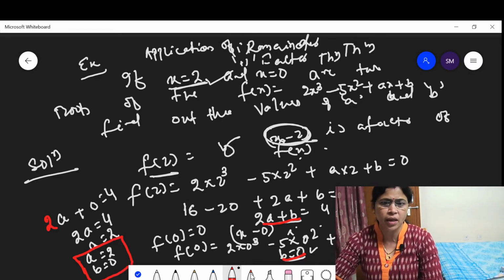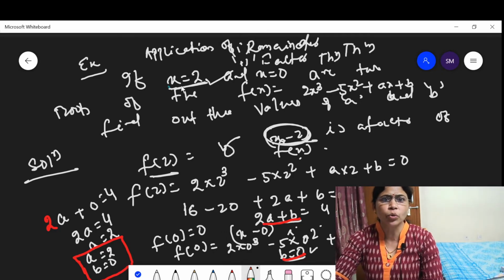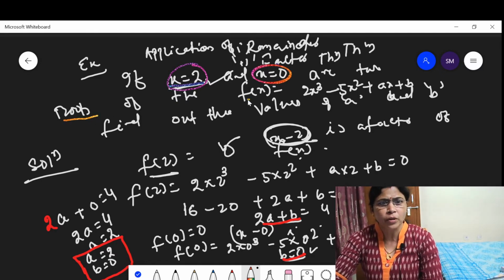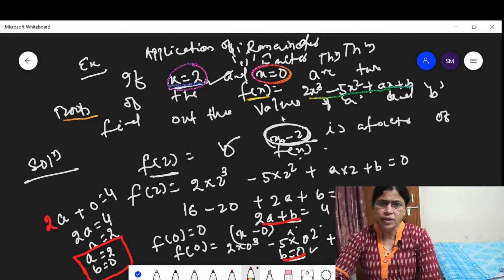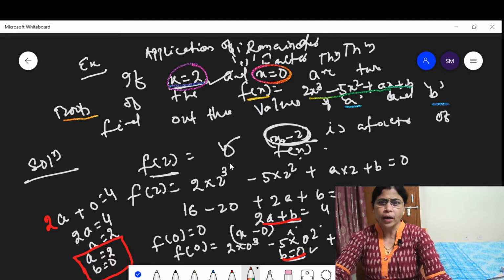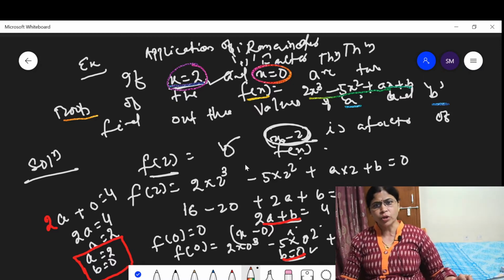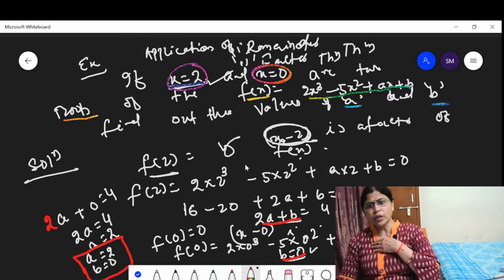Here the question says that these two things are given here. x equal to 2 and x equal to 0 are two roots of the function f(x). Here f(x) is 2x cube minus 5x square plus ax plus b, and the question asks us to find out the value of a and b. Then according to the factor theorem, as x equal to 2 is a root of f(x), this shows that f of 2 is equal to 0.